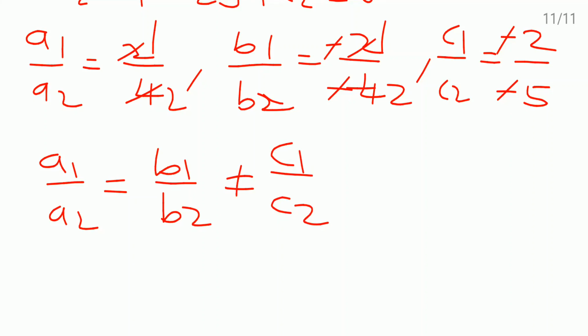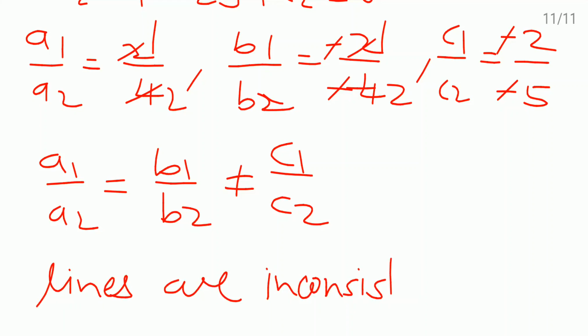That means lines are what? Parallel lines. Parallel lines means what? No solution. No solution means what? Lines are inconsistent. So no need to draw the graph for this one.